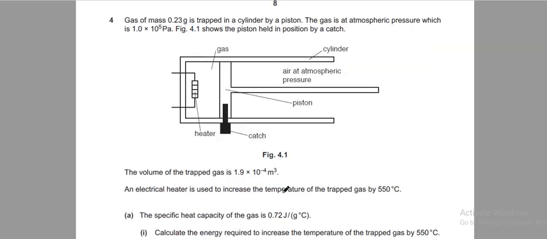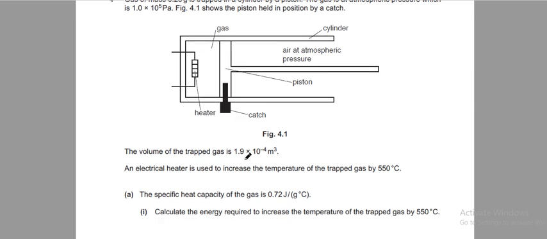A gas of mass 0.23 gram is trapped in a cylinder by a piston. The gas is at atmospheric pressure. The figure shows the piston held in position by a catch. The volume of the trapped air is given. An electrical heater is used to increase the temperature of the trapped gas by 550 degrees Celsius.